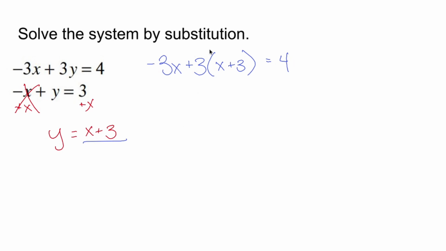Let's do a little bit of distributive property. 3 times x is 3x. 3 times 3 is 9. Drop down the equals, drop down the 4, drop down the negative 3x, drop down the plus sign.